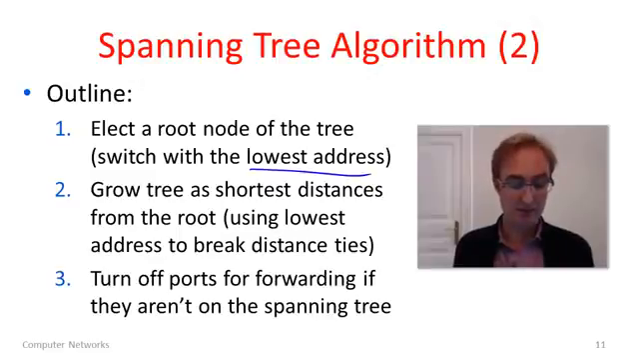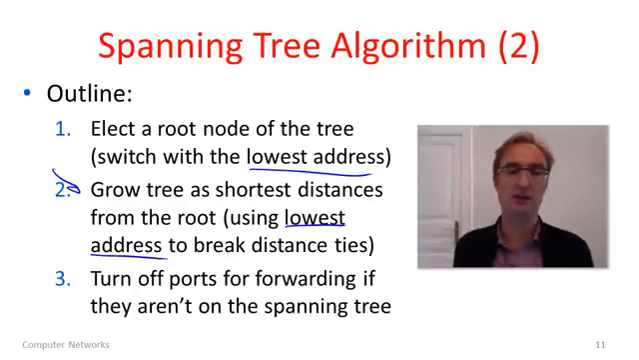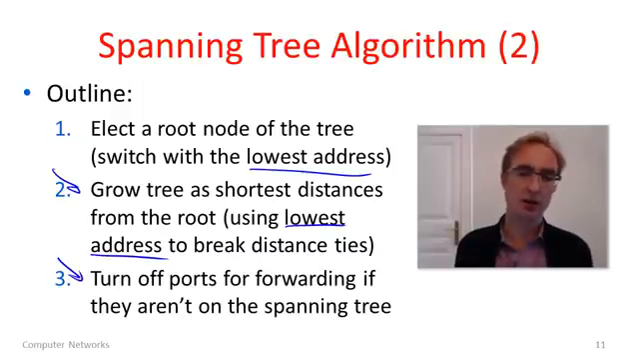When we have the root, we are going to grow the tree from the root using the shortest distance from the root as a way to decide what branches are on the tree. If we have ties, because from one particular switch you could get to the root by two different paths of equal length, we will again use the lowest address as a tiebreaker to decide which branches are on the spanning tree. And when we have the spanning tree, we'll then simply turn off any of the links, the ports, which don't forward onto the spanning tree, and we can then use the spanning tree to forward using our learning algorithm.